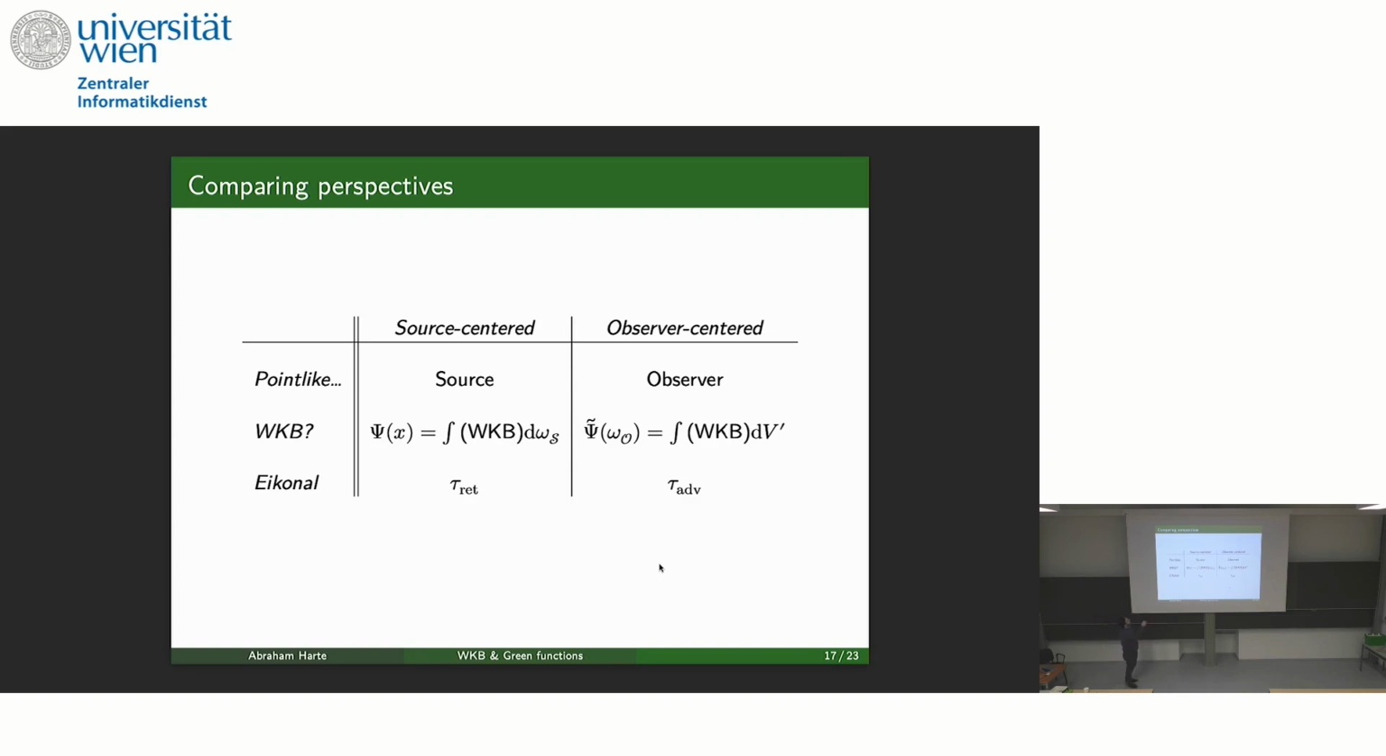And then you ask, how does WKB show up? Well, from the source-centered perspective, it gives you, again, real fields are sums of WKB over frequency. From the observer-centered perspective, we find that observed spectra are sums of WKB summed up over source points in physical space. And in these cases, you have the eikonals, which show up in the different WKB fields, are, in one case, retarded time functions, in the other case, advanced time functions.